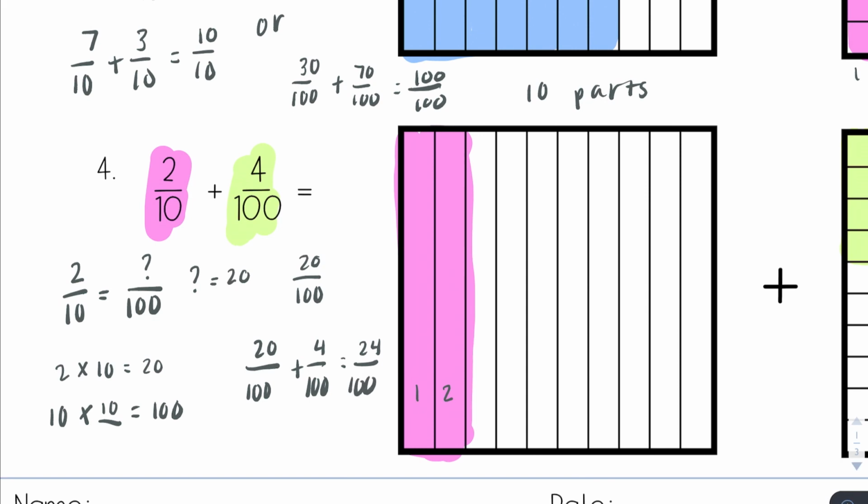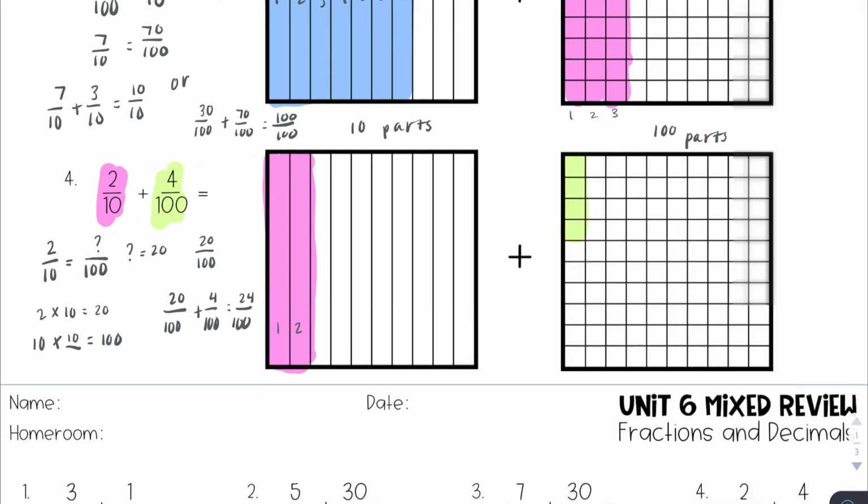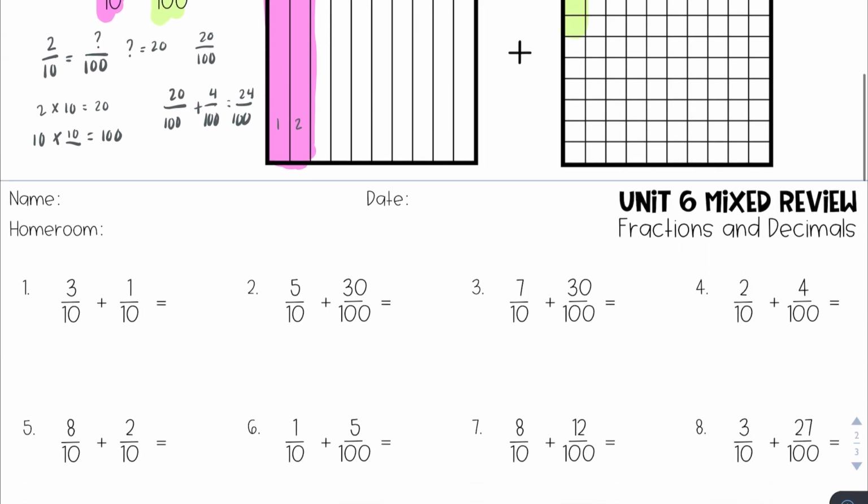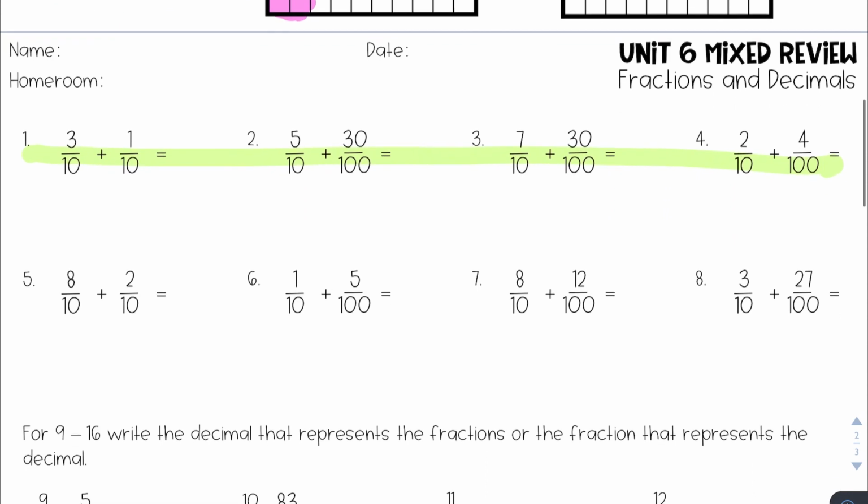So this is a skill that we have been practicing for a while now. I just went ahead and did 1 through 4 with you. So if your parents can print this sheet out, that's great. You can go ahead and put this in your green folder or your math journal. If not, you can just copy these next 4 problems into your math journal. So we're going to do 5, 6, 7, and 8 in your math journal.